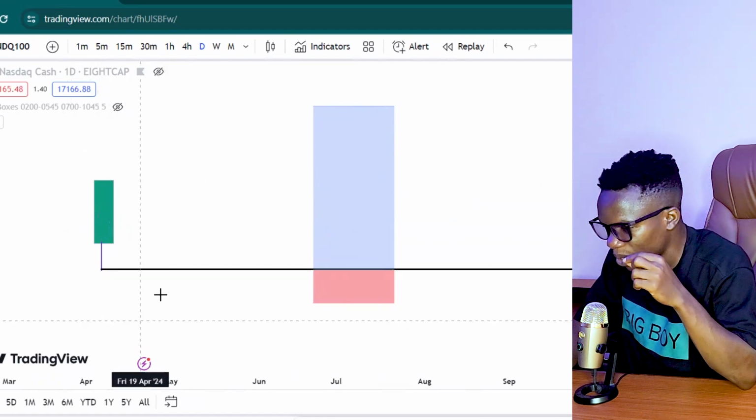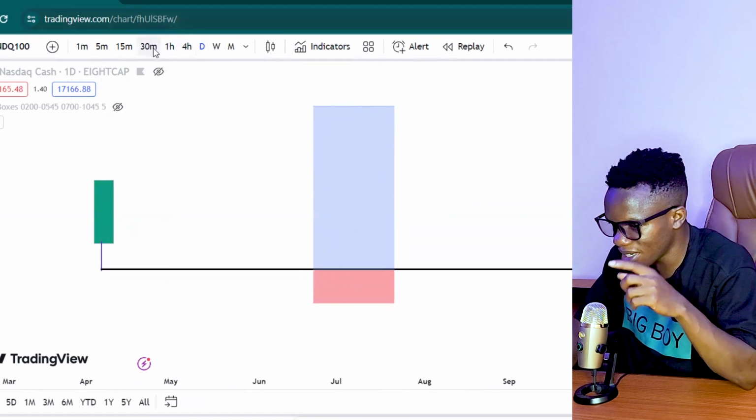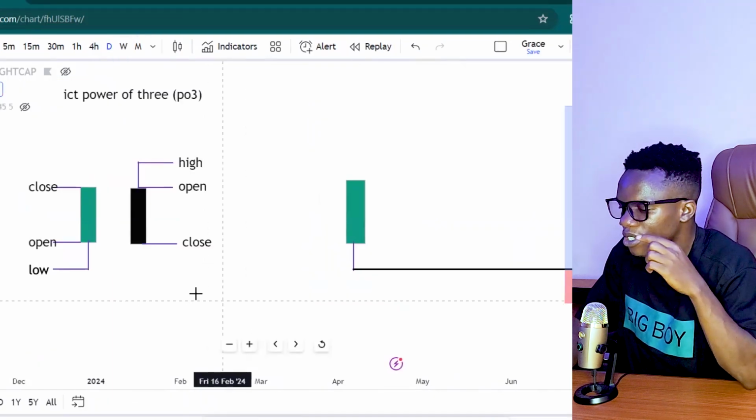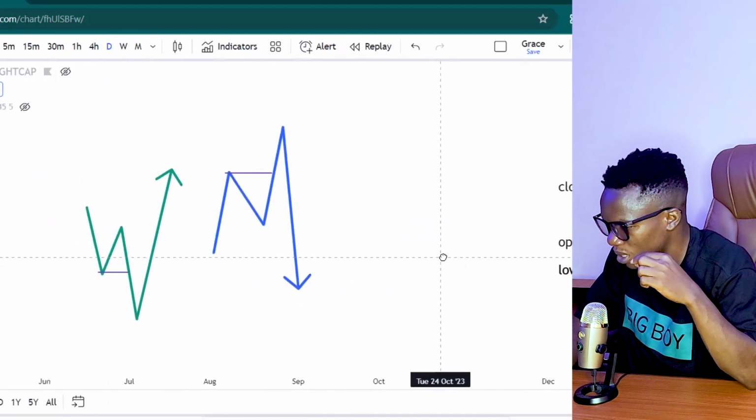Now we are going to do this kind of task majorly on lower time frame. Let's say 4 hour, 1 hour, 30 minutes, 15 minutes. But before we get to this lower time frame, I need to explain basically how power of three actually works.